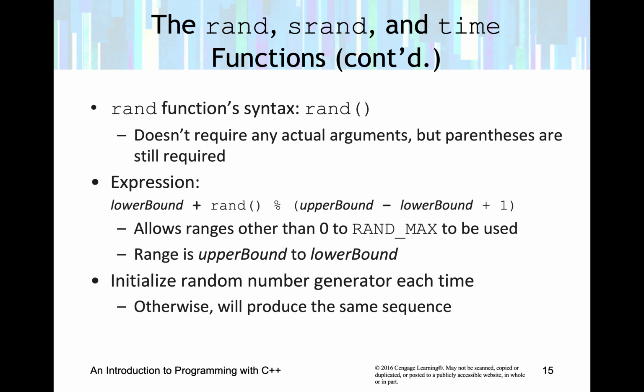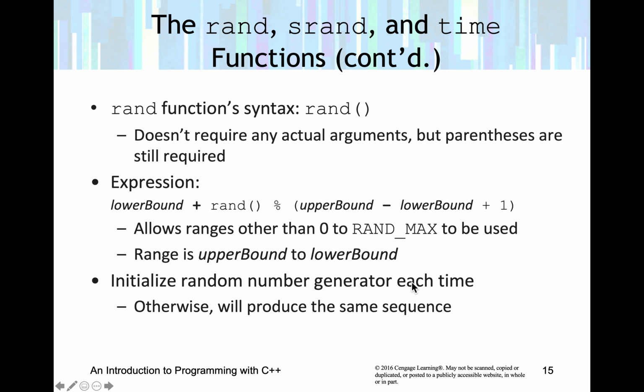So we have a formula here. This formula allows ranges other than 0 to rand max to be used. The range is upper bound to lower bound. So let's say that you just want a number between 1 and 100. Your lower bound would be 1 and your upper bound would be 100.